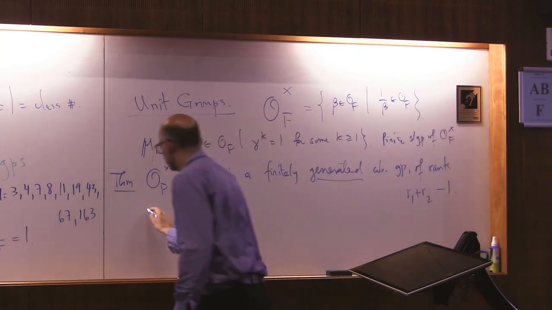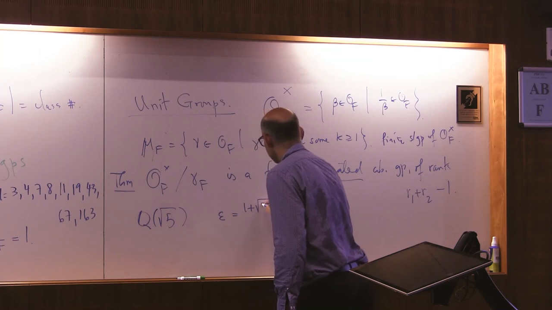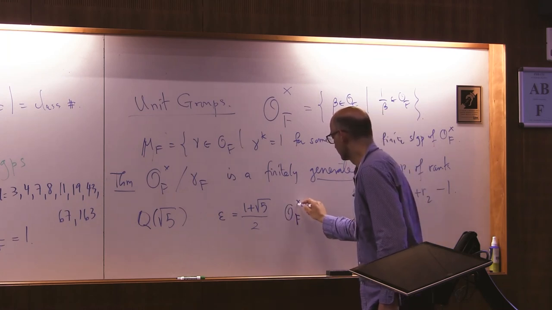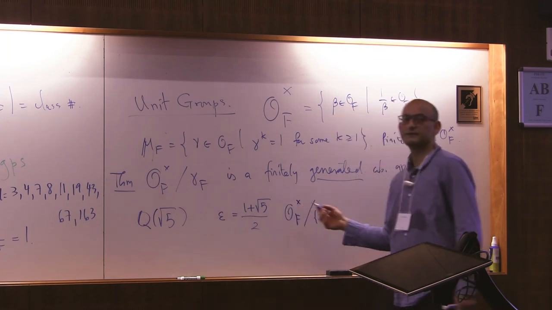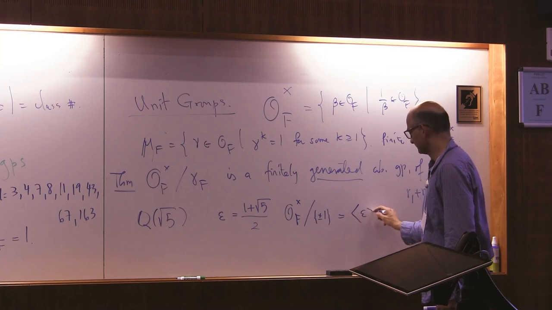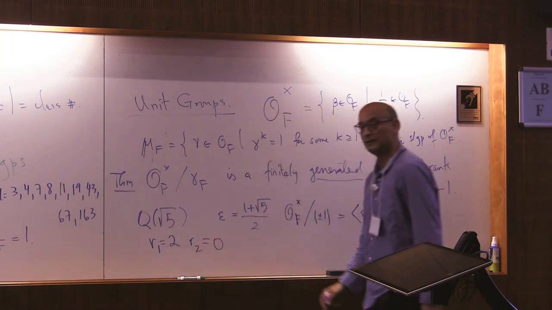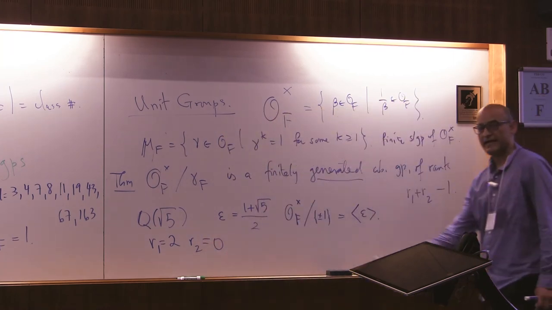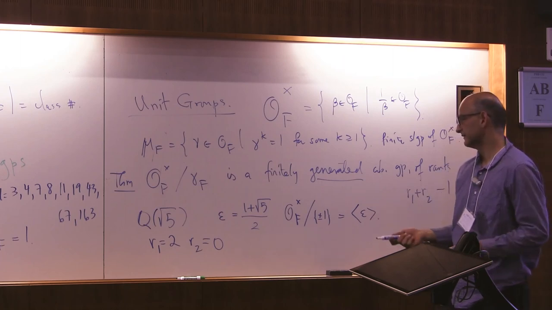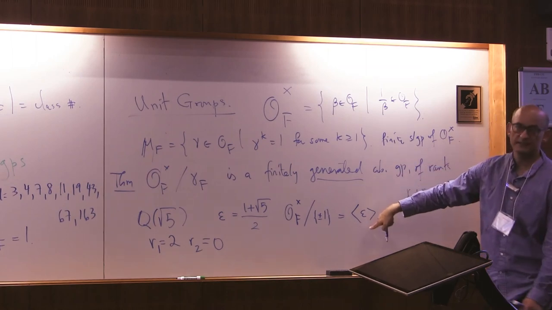And the example here, I'm just going to be boring and do the same example over and over again, is that if you take epsilon, which is the golden ratio, then O_F cross modulo plus or minus 1, which are the only two roots of unity inside this totally real number field, is generated by epsilon. So this is a field where R1 is equal to 2 and R2 is equal to 0. Right? X squared minus 5 has two roots, and they're both real: plus root 5 and negative root 5. And so R1 plus R2 minus 1 is 1. And so the rank of the unit group is 1, and this is the generator.